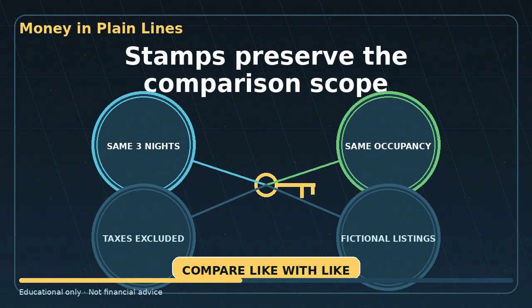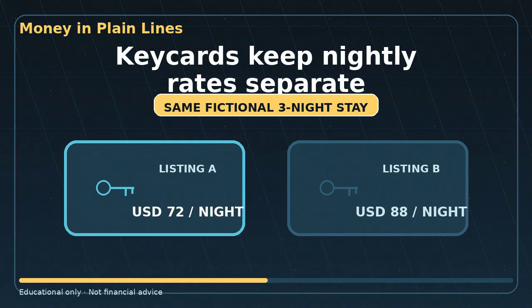Listing B's receipt starts with its $264 base charge. Cleaning adds $20. $264 plus $20 equals a complete fictional total of $284. The higher displayed nightly rate produces the lower complete total in this example because its one-time fee is much smaller.